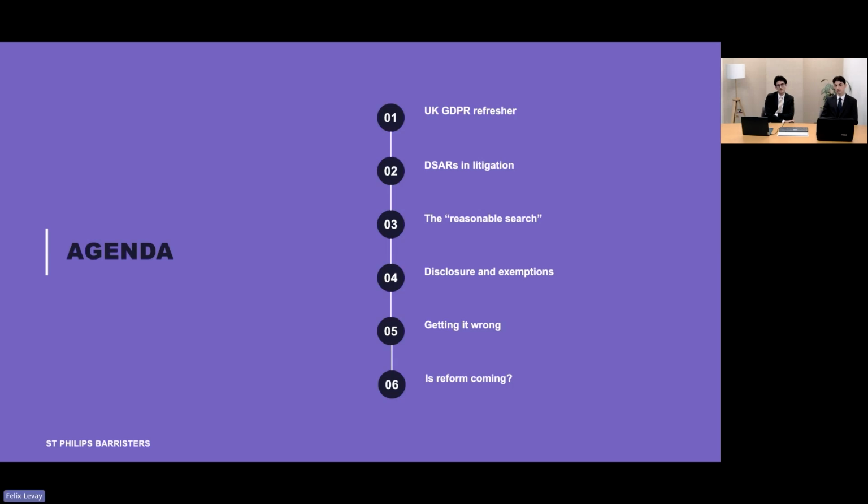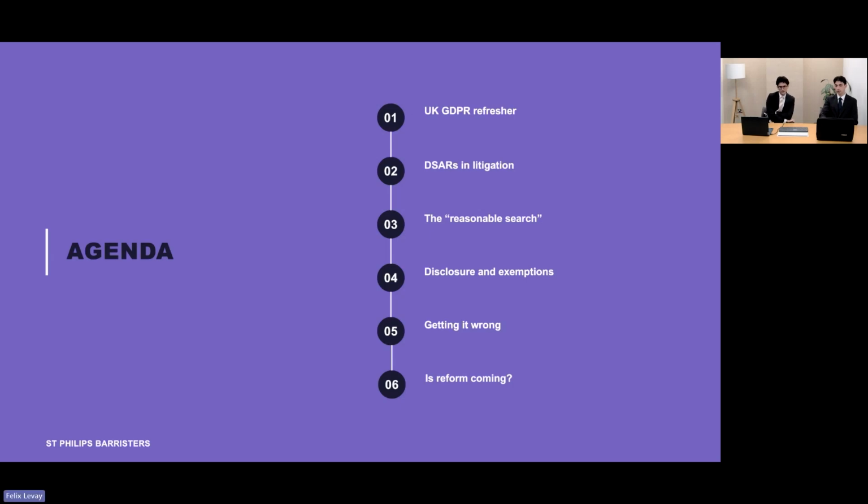Once we've dealt with that, we'll look at, from the employer's perspective, the data controller's perspective, what do they need to be searching for? What is a reasonable search? And that is an area that causes people quite a lot of grief, particularly when it occurs in the setting of ongoing litigation.